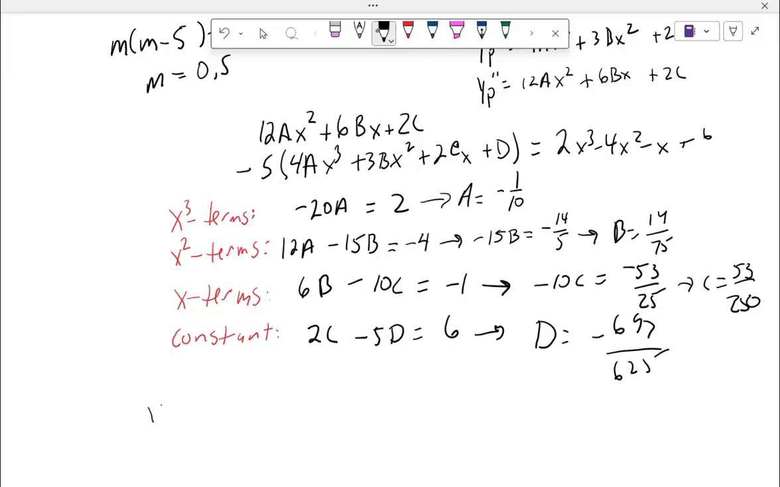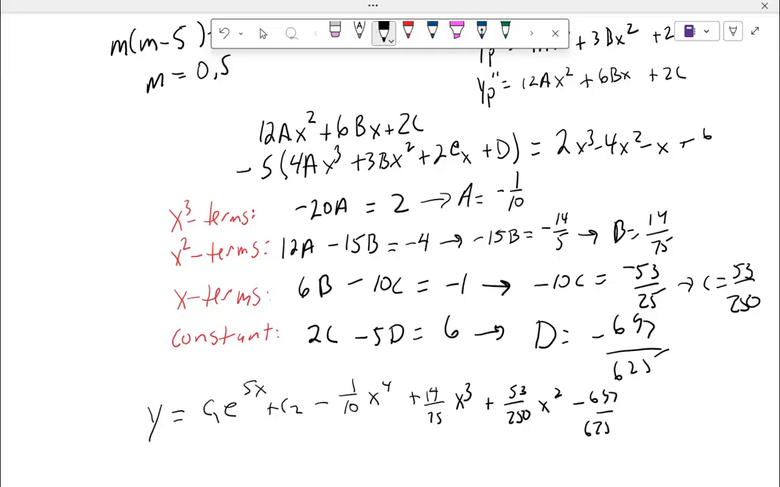All right, so then finally we had a C1 e to the 5x plus a C2, and then we need to add in our final answer here. The A was the coefficient on the x to the 4th. The B was the coefficient on the x cubed. The C was the coefficient on the x squared. And the D was the coefficient on the x.